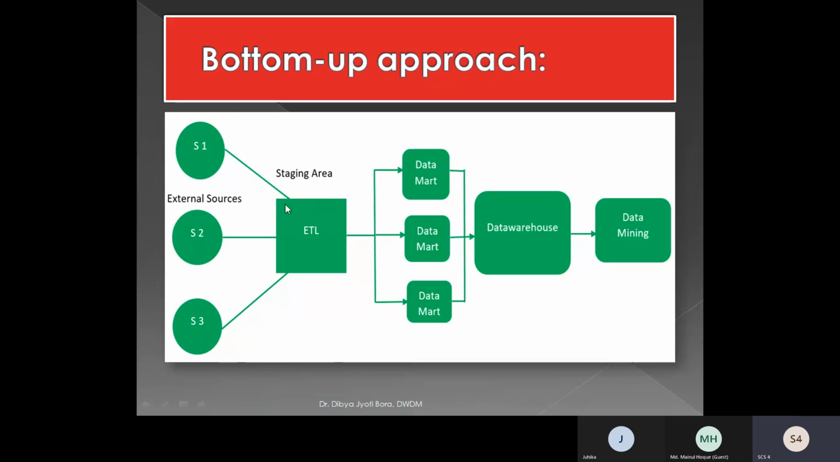Then try to observe what differences you may see from these two figures. Notice the difference and tell me what you see. The difference between the top-down and the bottom-up approach, as per the diagram. Please limit your observation to the diagrams only. So what can you notice here? What is the difference?